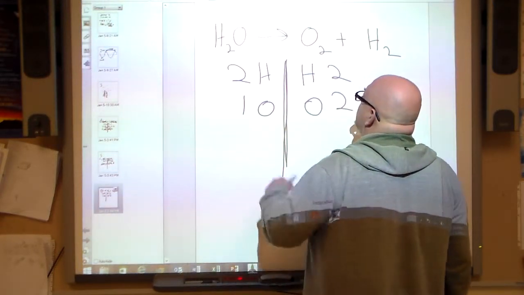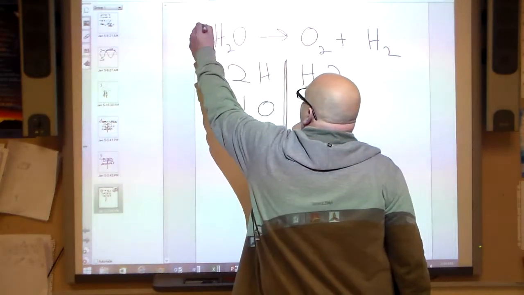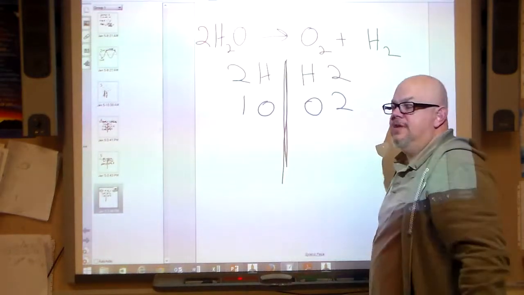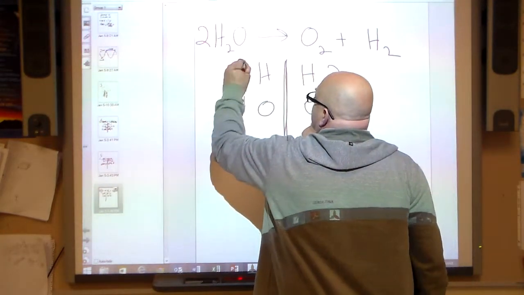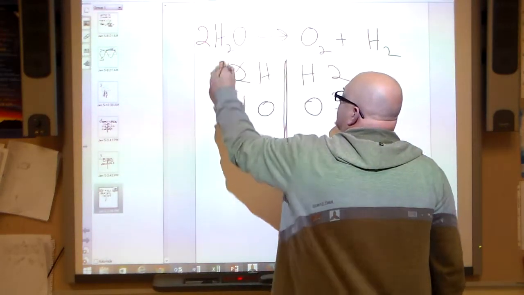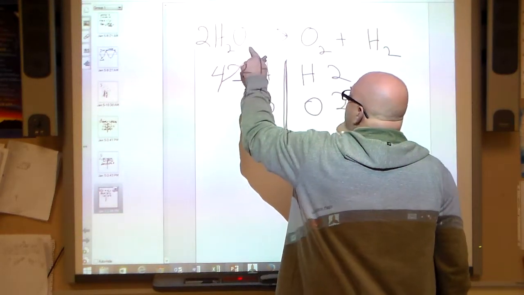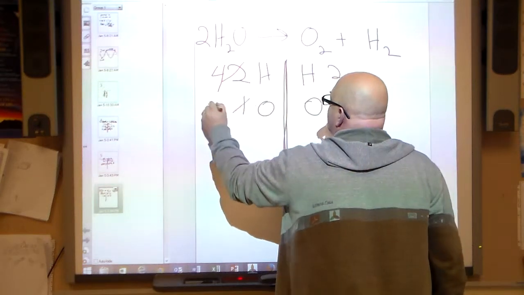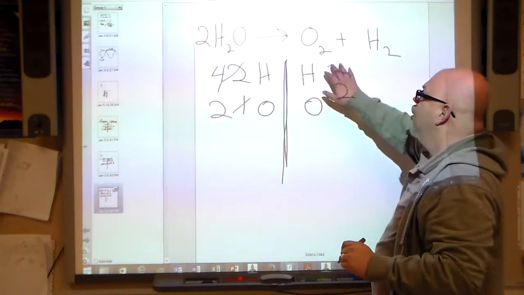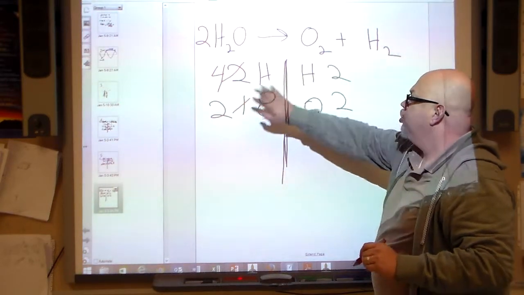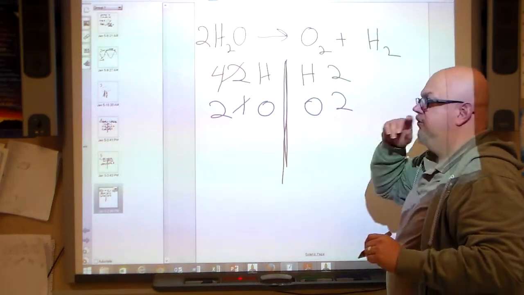So, what am I going to do? Well, I need to put a 2 here. This is the only way I can do this. Okay, and that's a very important thing. So 2 times 2 gives me 4 hydrogens. 2 times 1, remember they never show the 1 here, that gives me 2 oxygens. So now I've got 4 hydrogens, 2 hydrogens, 2 oxygens, 2 oxygens.